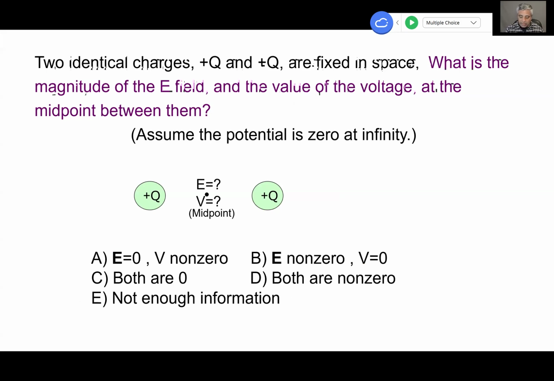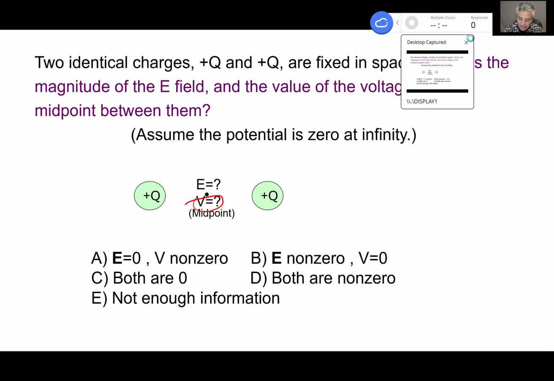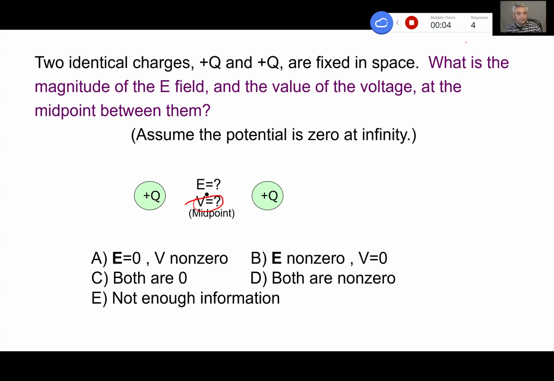So now here is another question. This point is exactly at the middle between these two, okay? We already had a question about field in this kind of situation. Now we have also added the potential, okay? So let me open the poll, and you have a minute and 30 seconds to answer this question.